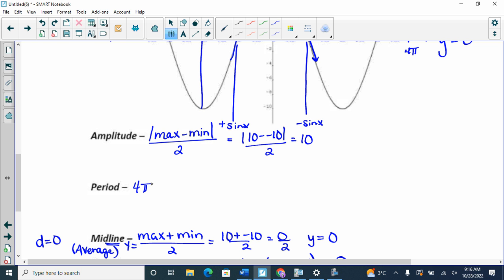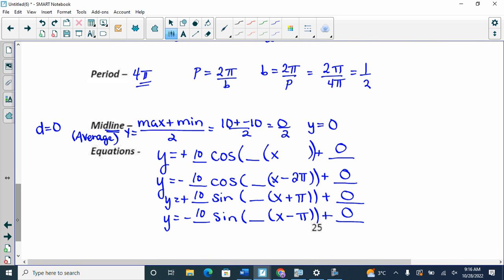To get the B, I always just use the formula anyways. So remember, it's period equals 2 pi over B. And I'm using this one because this is in radians, because my x-axis was in radians. 2 pi divided by B. The B and the P just swap. So it's 2 pi divided by P. So this one's going to be 2 pi divided by 4 pi, which is a half. And then all of my B's are a half.